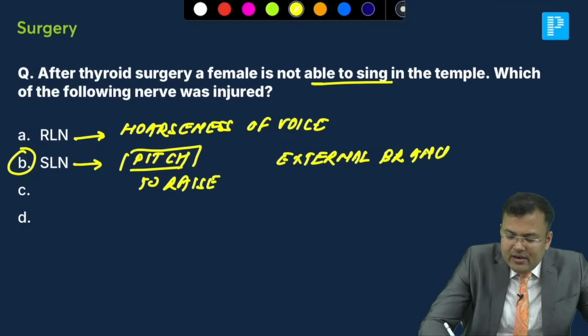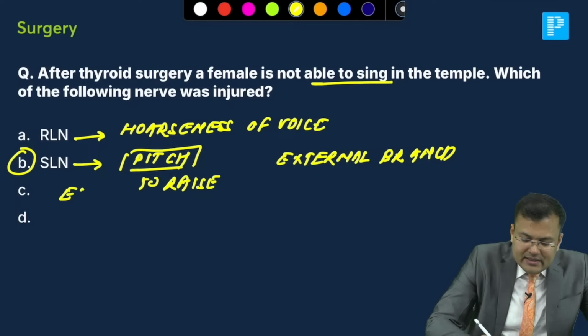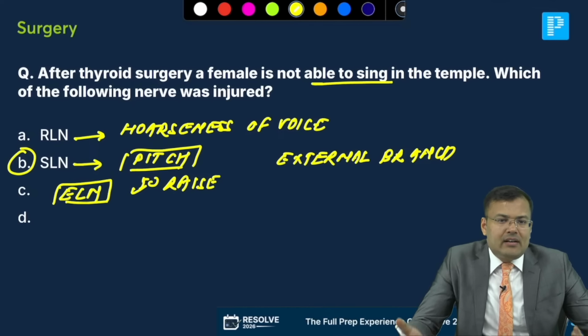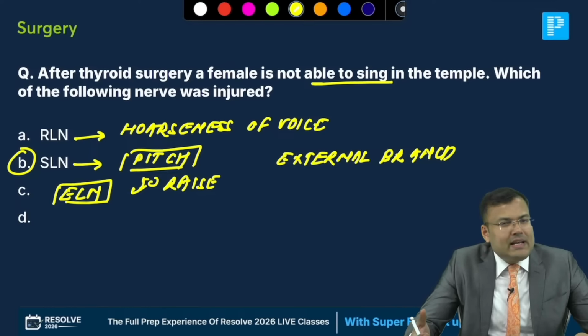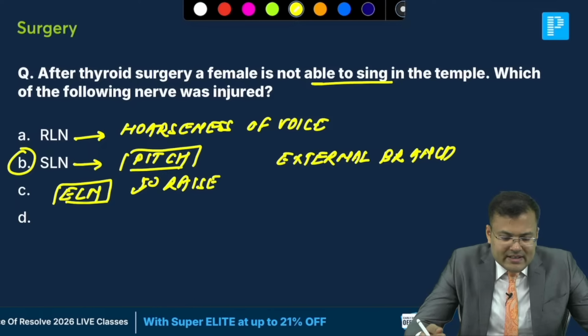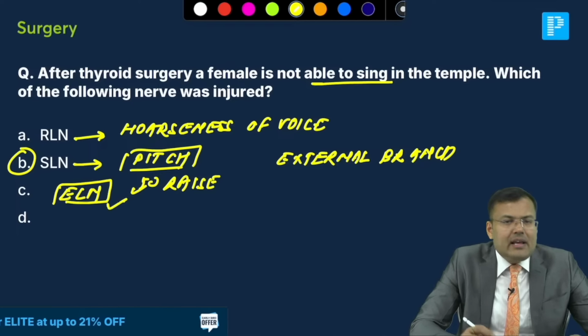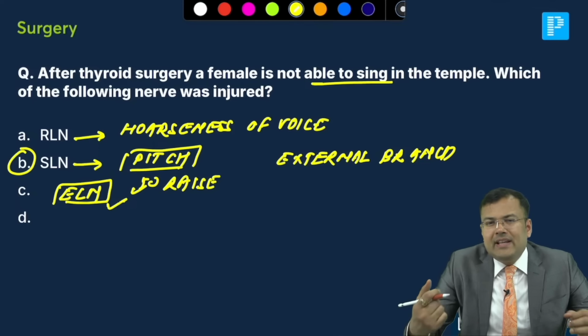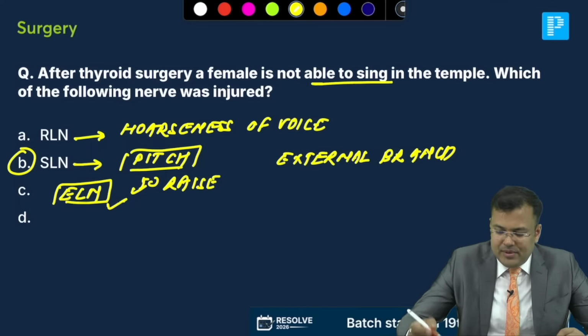External branch, okay? And if the option is external laryngeal nerve, obviously guys, this is the preferred answer. This is the external branch of the superior laryngeal nerve, which is also known as the external laryngeal nerve. If external laryngeal nerve is given, that is the correct answer. And you know that is the most commonly injured nerve during thyroidectomy.